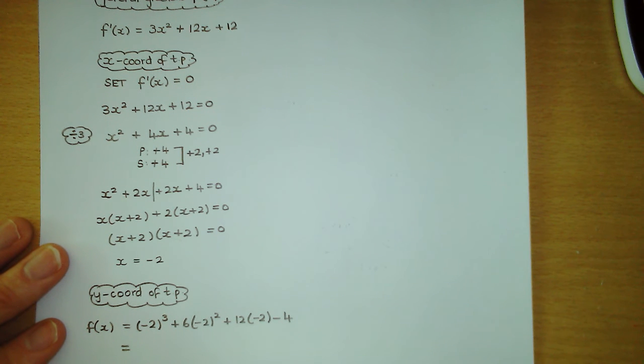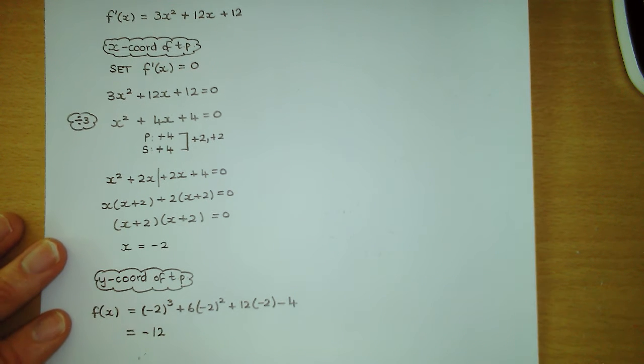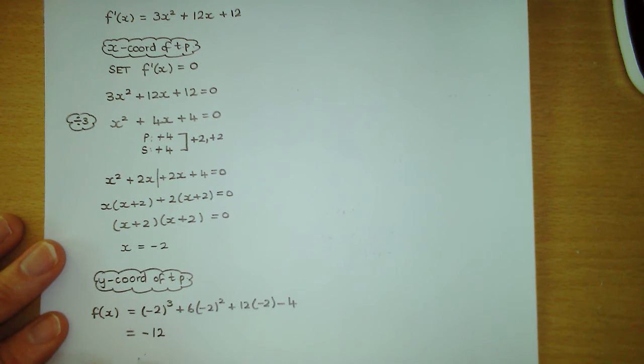Okay, so -2 cubed is going to be -8. -2 squared is just 4, and then multiplied by 6, that's plus 24. Plus 12 times -2 is going to be -24, and then we're subtracting 4 at the end. So that's going to leave us with -12. So that's the y coordinate of the turning point. So turning point is -2, -12.